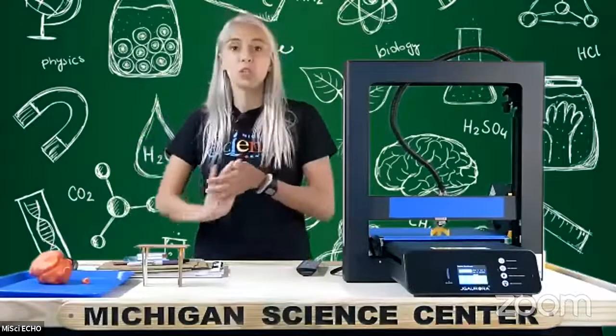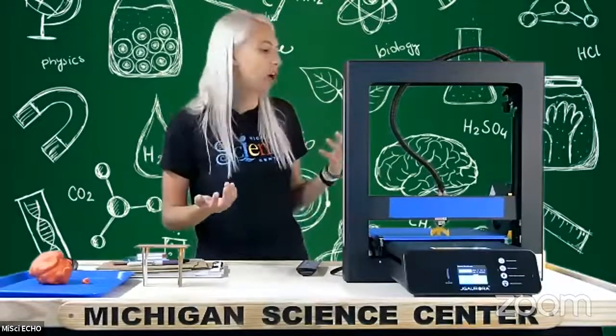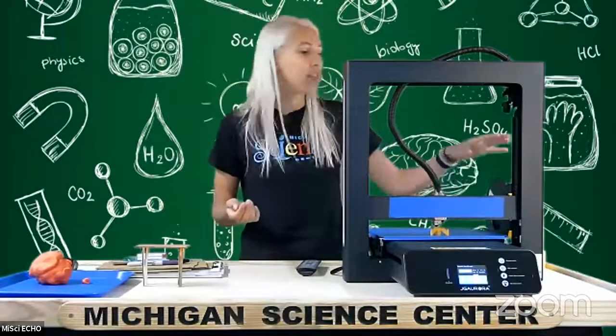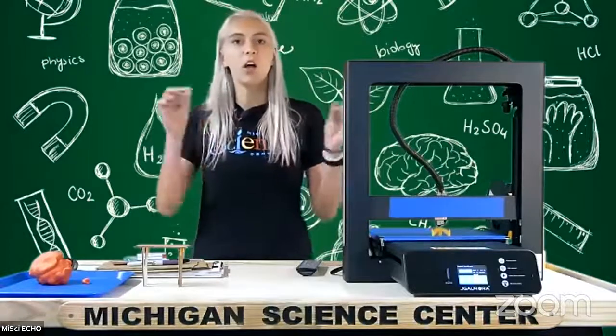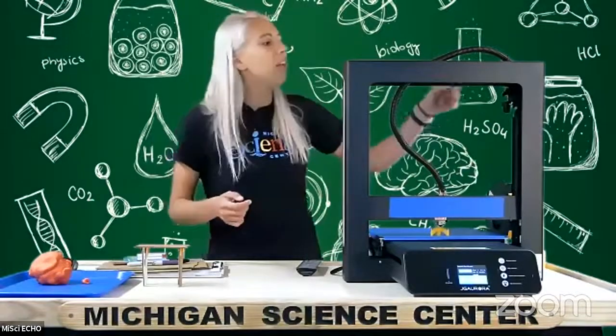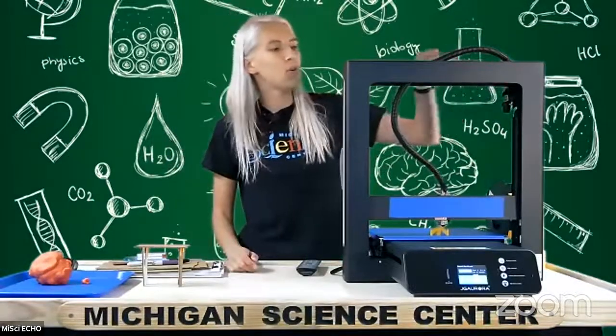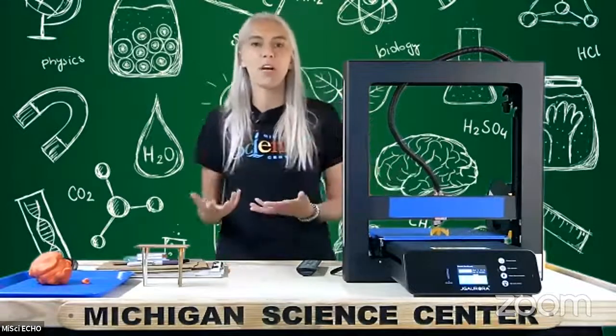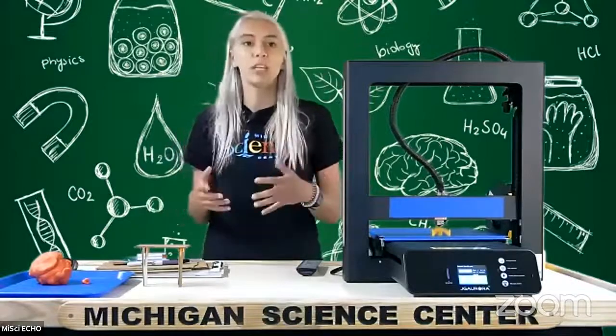3D printers usually print with plastics. So there is a spool of plastic right back here. You can even see it. This spool of plastic comes out like a long wire that we call a filament. That filament then travels through this long hose down to the nozzle, or what we call the print head, where it gets really, really hot.